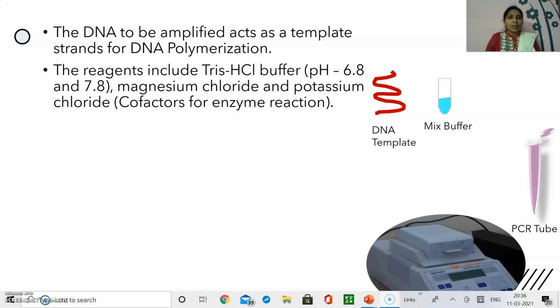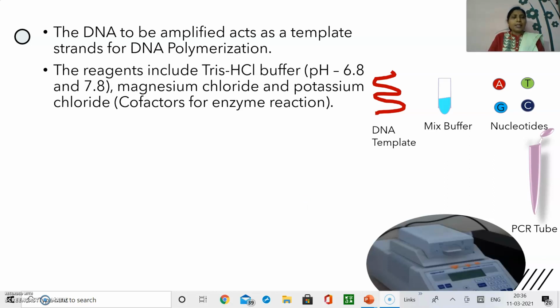Next, it is taken in the mixture buffer. This mixture buffer consists of reagents like Tris HCl buffer, which is mainly useful for the maintenance of the pH at 6.8 to 7.8. Apart from this, magnesium chloride and potassium chloride are also added. Magnesium and potassium act as cofactors for the enzymatic reaction which goes on during the polymerization reaction.